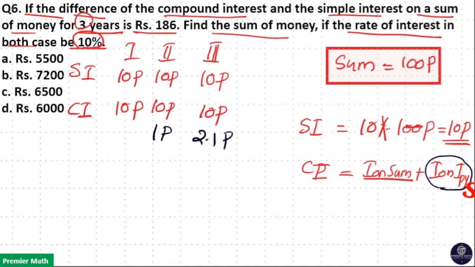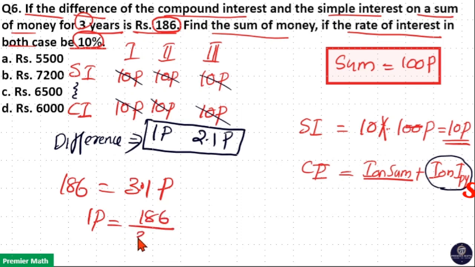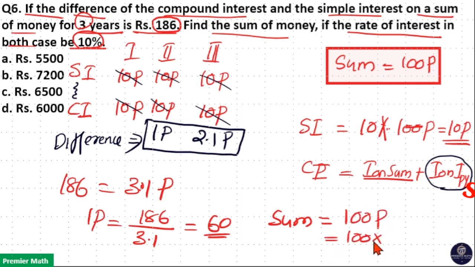Now you can see, if you take the difference between simple interest and compound interest, this 10 part, 10 part, 10 part, and this 10 part, 10 part, 10 part cancel each other. That means remaining is 1 part plus 2.1 part. This is the difference. Here difference mentioned in the question is rupees 186. That 186 is 3.1 part. So, 1 part is equal to 186 divided by 3.1, which is equal to 60. If you find the value of 1 part, sum is equal to 100 part, which is equal to 100 into 60, that is 6000. So, option D is your answer.